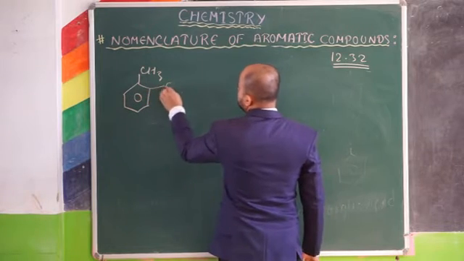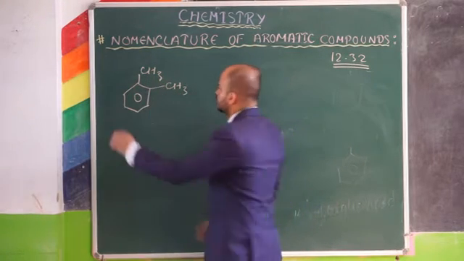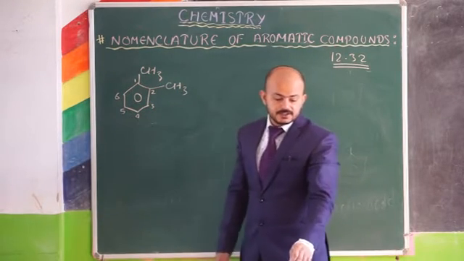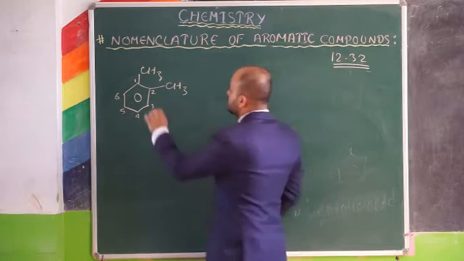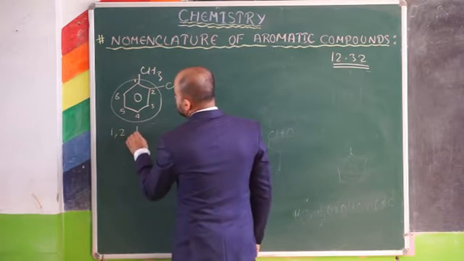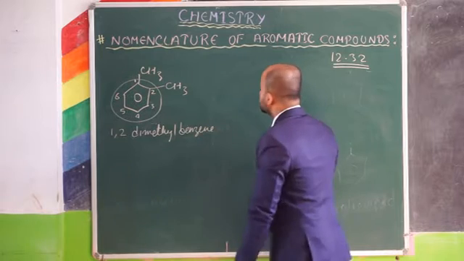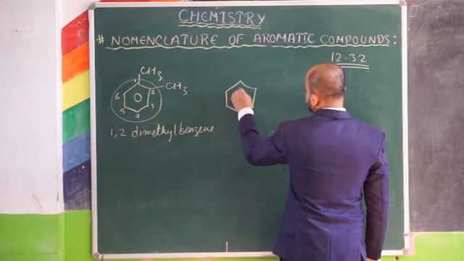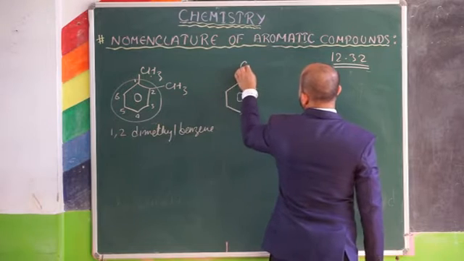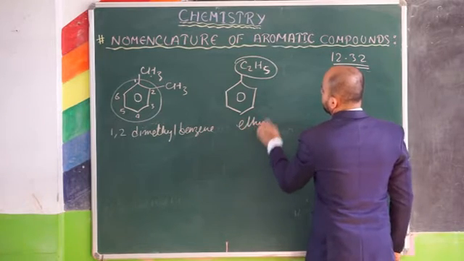Now, suppose you have one more CH3 group in this compound. Suppose this is carbon number 1, 2, 3, 4, 5, 6. Then its name is 1,2-dimethyl benzene. This as a whole is the benzene group, and at position one and two you have methyl groups. Similarly, if instead of a methyl group you have C2H5, which is the ethyl group, then its name would be ethyl benzene.